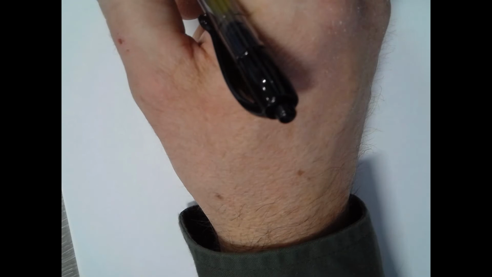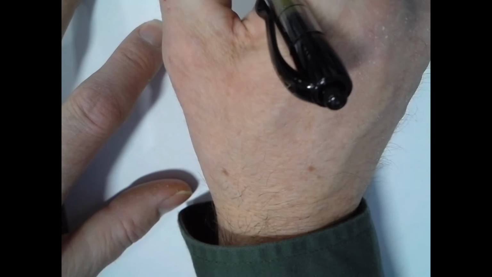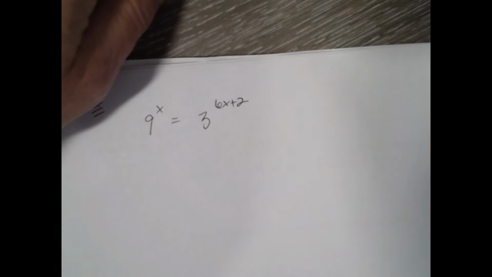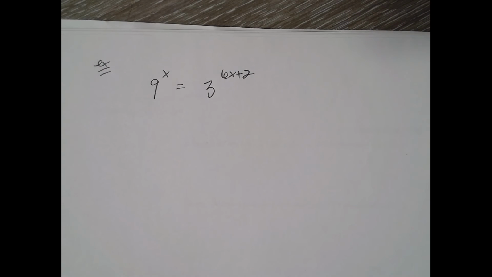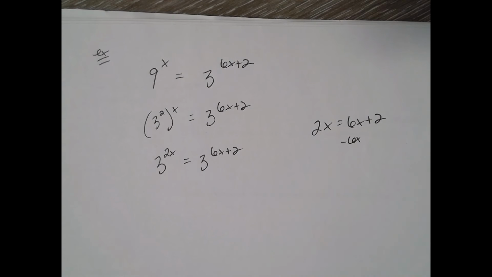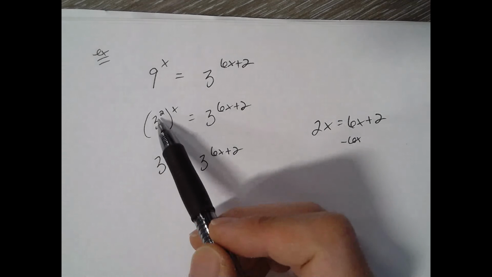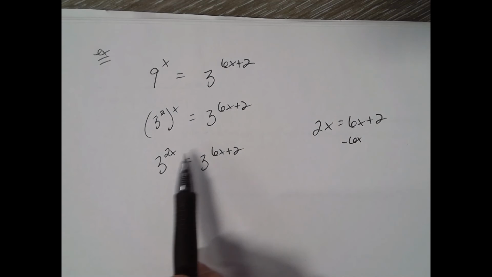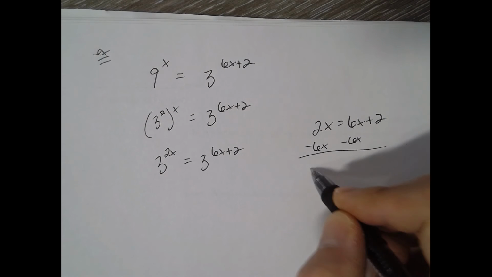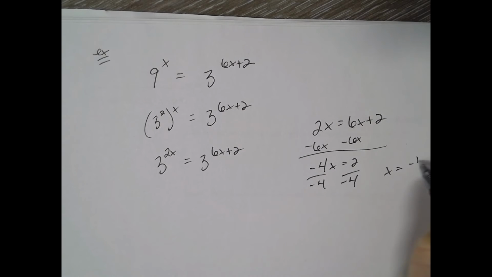Another example, I'll let you try this one. 9 to the x equals 3 to the 6x plus 2. See if you can figure out what the base is going to be on each side. Write each side with that base, and then set the exponents equal to each other and solve. So the base we chose is 3. So write 9 as 3 squared. So it's 3 to the 2x, and now you can set the exponents equal to each other. So x equals negative 1/2. Anybody have that?